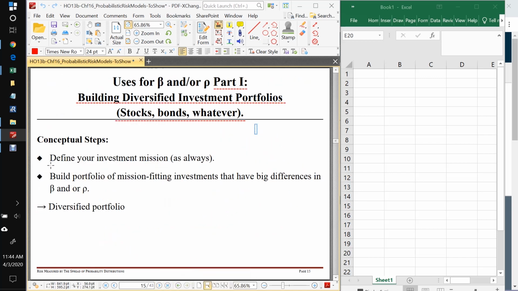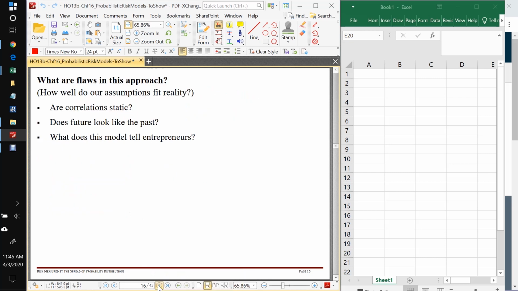So how are we going to do this? As usual, you have to know what our investment mission is, and then we build a portfolio of mission-fitting investments that have big differences in beta or rho. And we can use either one. If we build our portfolio that way, everything fits our mission, but we try to find the set of possibilities for that mission that have big differences in beta and rho. That'll give us a nicely diversified portfolio.